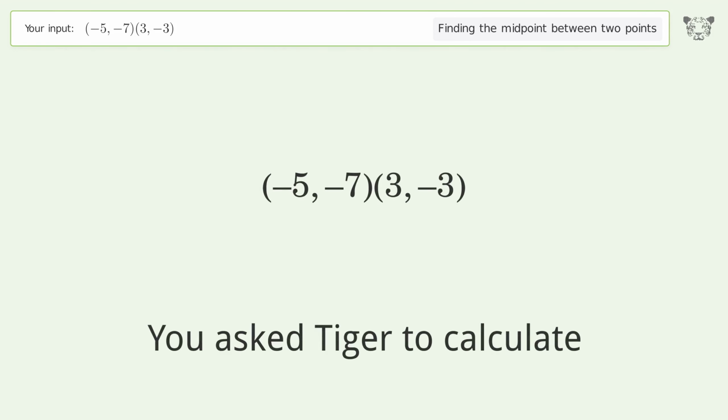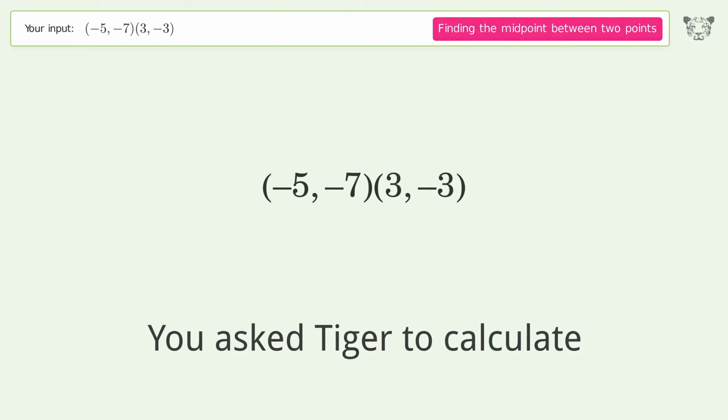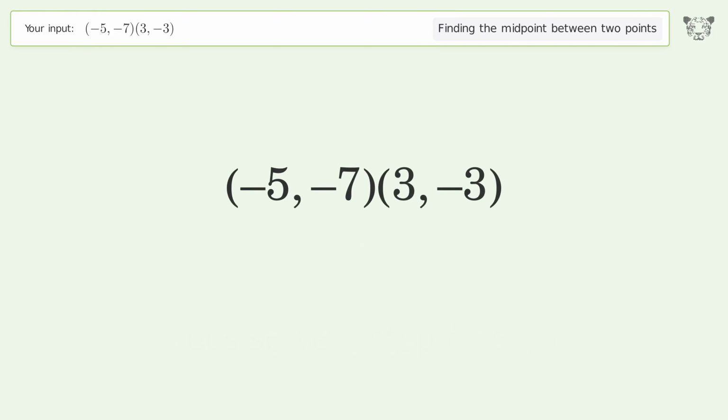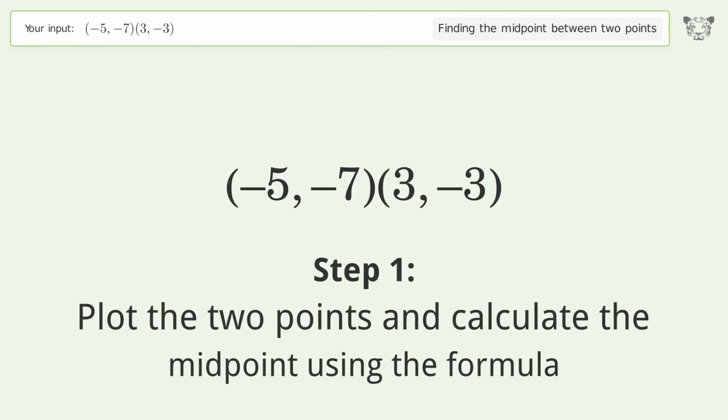You ask Tiger to calculate. This deals with finding the midpoint between 2 points. The midpoint between the 2 points is -1, -5. Let's solve it step by step. Plot the 2 points and calculate the midpoint using the formula.